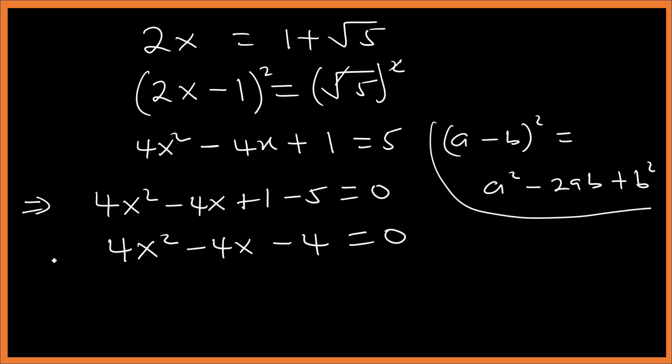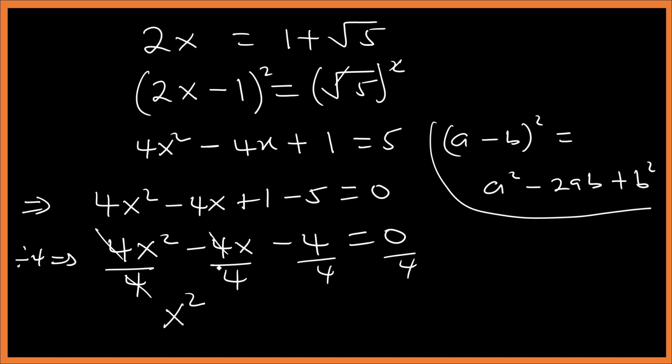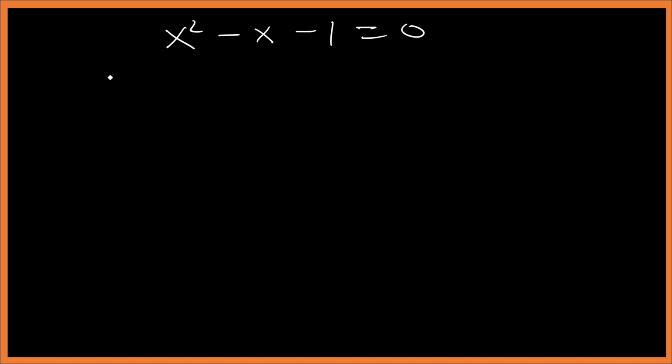Now let's observe this one carefully. We have 4, 4, 4. We can divide through by 4, so this side will cancel. I will leave x squared. This one will cancel, minus x. This one will cancel, minus 1 equals 0. All right, so let's make x squared the subject. So we have x squared equals x plus 1.